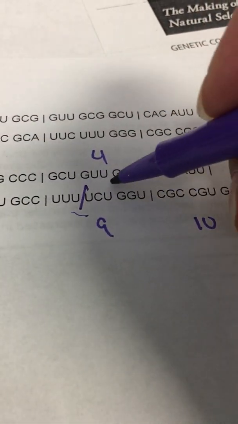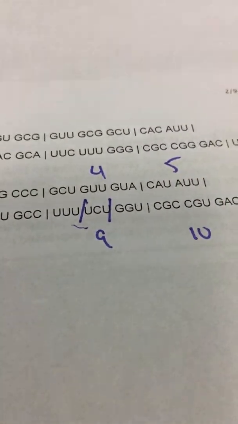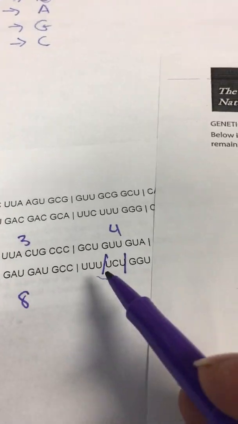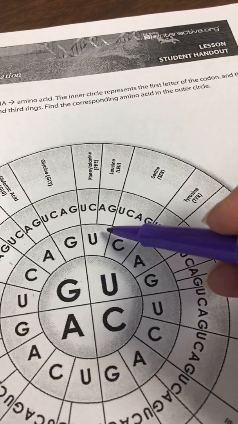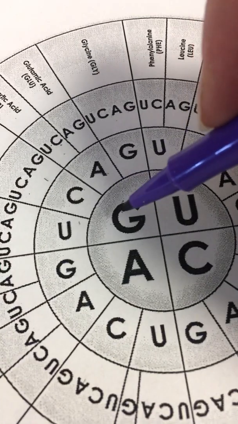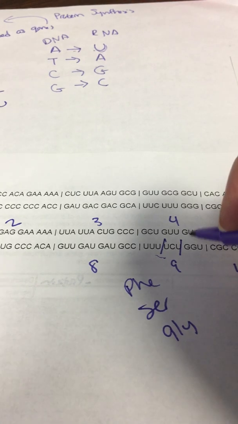So let's just pick a nice short one. Let's look at gene 9. I have my letters broken up into groups of 3, so I have my codons. I'm going to use my wheel to figure out what it is coding for. My first one was UUU. So come over here, I have U, U, U. It makes up phenylalanine, so I'm just going to put PHE over here. The second one is UCU. UCU, serine. The last one, GGU. GGU, glycine.